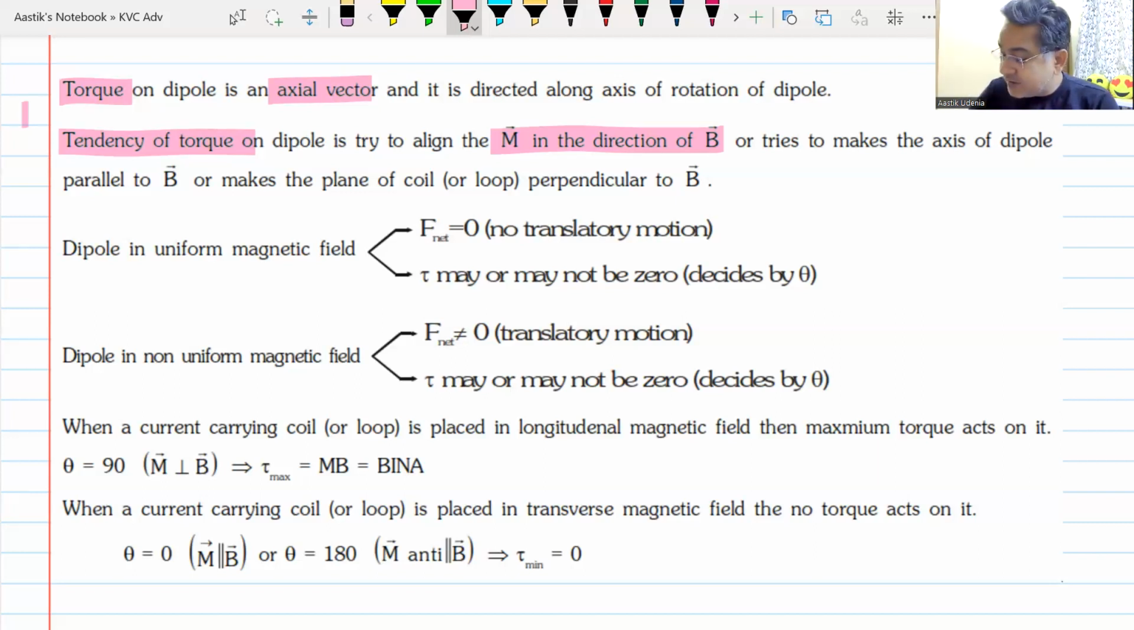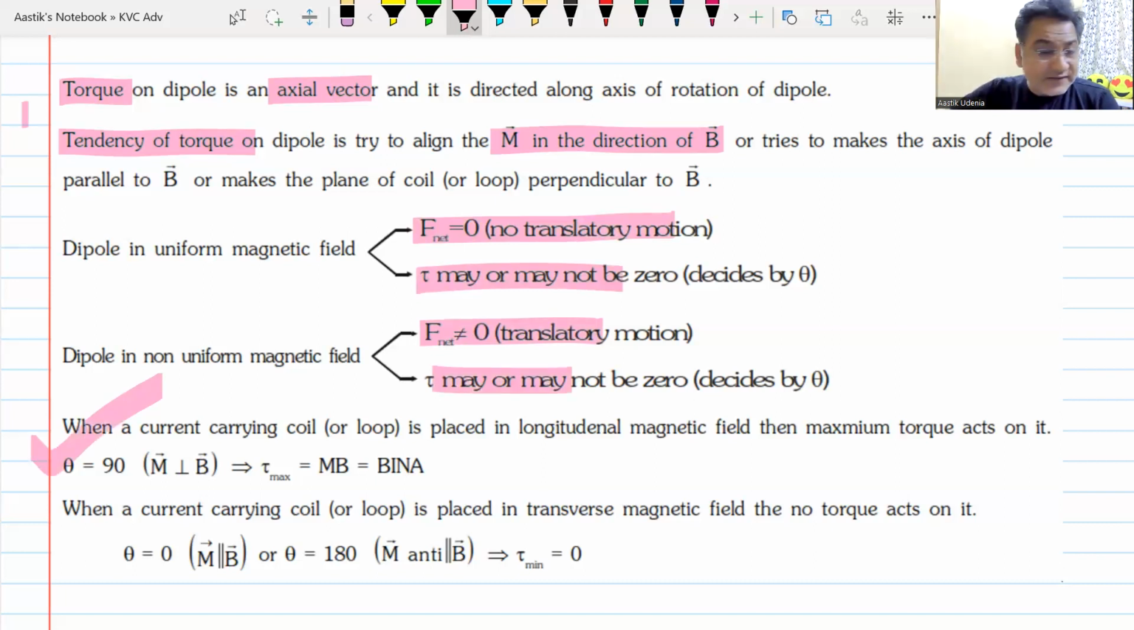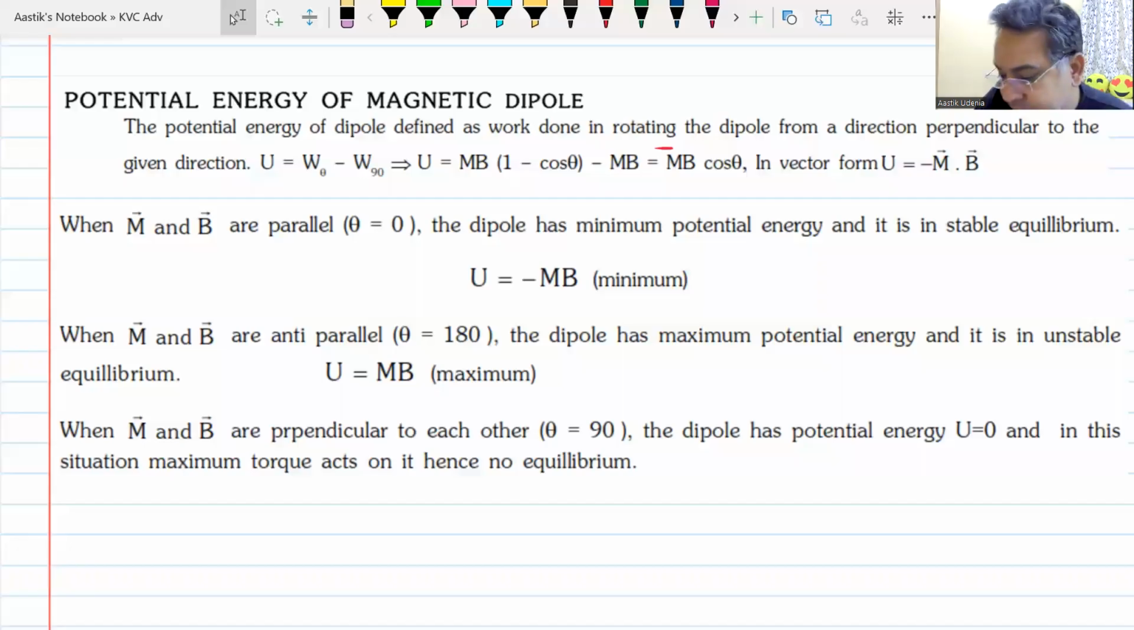In a uniform magnetic field, net force is 0, torque may or may not be 0. In a non-uniform field, force is not 0, torque may or may not be 0. If the angle is 90, torque is maximum. If the angle is 0 or 180, the torque is 0. Do we understand this? Two minutes you have to note it down.